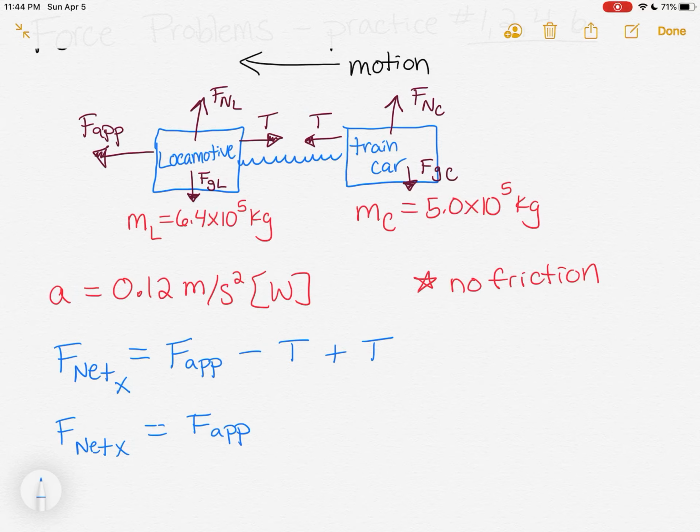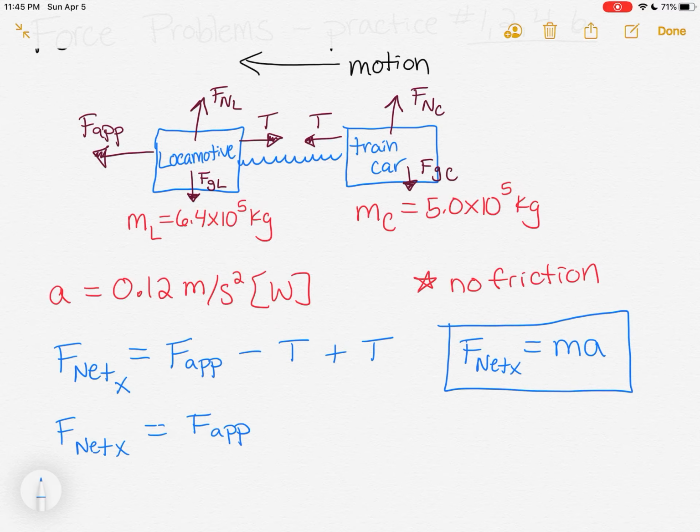In this scenario, I don't actually know what my F applied is yet, but I do know that my F net x is equal to ma. This is Newton's second law. We're told that we're accelerating, so I can calculate my F net x using my mass times my acceleration instead. In this case, I'm going to have to use the mass of the entire train, the locomotive plus the train car, so I'm going to add my masses together.